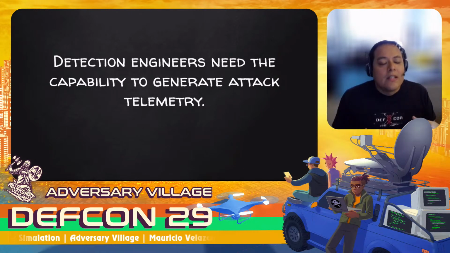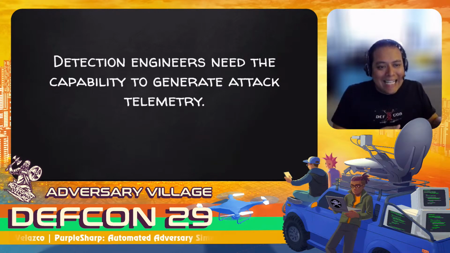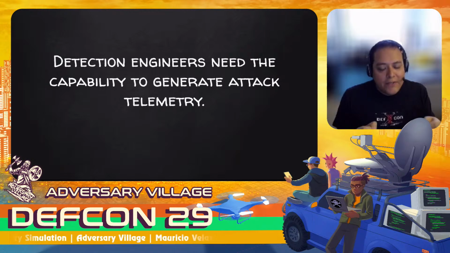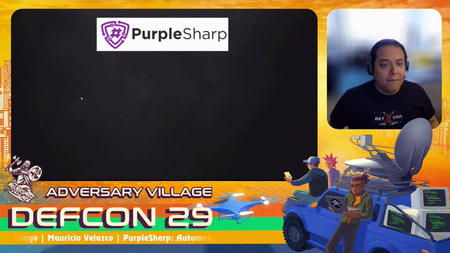When I was doing this, I realized that we can have all the data, all the telemetry, but if we don't have that telemetry generated by attack techniques, by executing the technique, detection engineers are always going to be limited, because you cannot write a detection if you don't know what an attack looks like, right? So I firmly believe that a detection team needs the capability to generate attack telemetry. In other words, detection teams need the capability to simulate attack techniques. And this is why I wrote PurpleSharp, right?